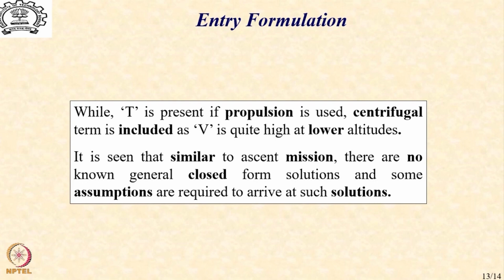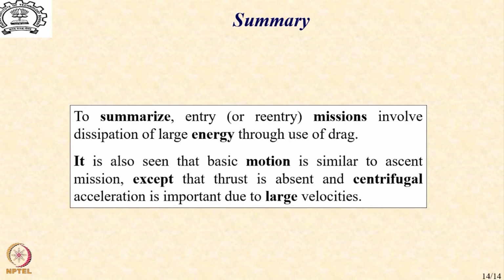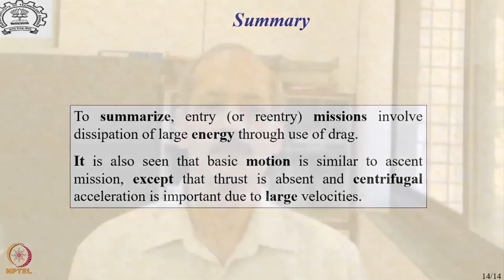Of course, similar to ascent mission, we immediately realize that there are no known general closed form solutions, and some assumptions are going to be required to arrive at such solutions that we will look at in the next lecture. So to summarize, the entry or the re-entry missions involve dissipation of large energy through use of drag. It is also seen that basic motion is similar to ascent mission, except that thrust is absent and centrifugal acceleration is important due to large velocities.